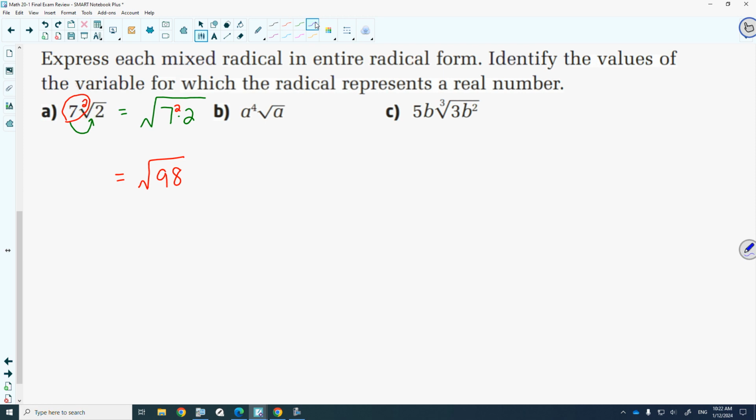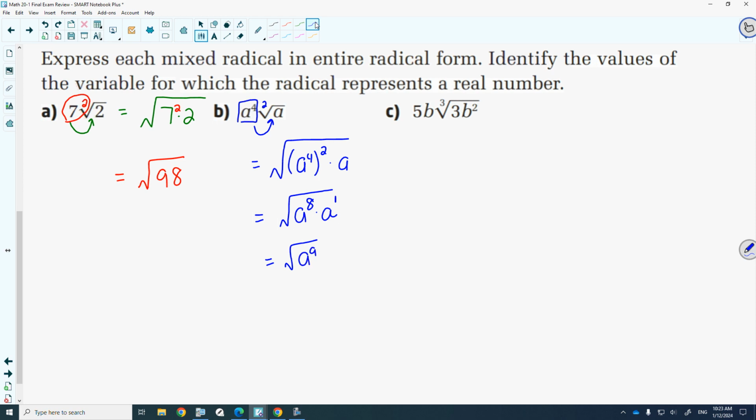We want to get this a to the 4 underneath the radical. So in order to do that, a to the 4 in a bracket, and we're going to square that times a. That would give you a power to a power is multiply, times a to the 1. And this would be the square root of a to the power of 9.